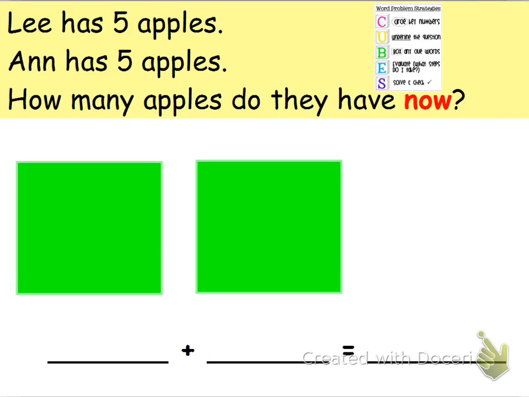Today we're going to be talking about Module 1, Lesson 9. In this lesson, we're talking about being able to solve addition word problems by drawing and writing equations, which we know an equation is like a number sentence.